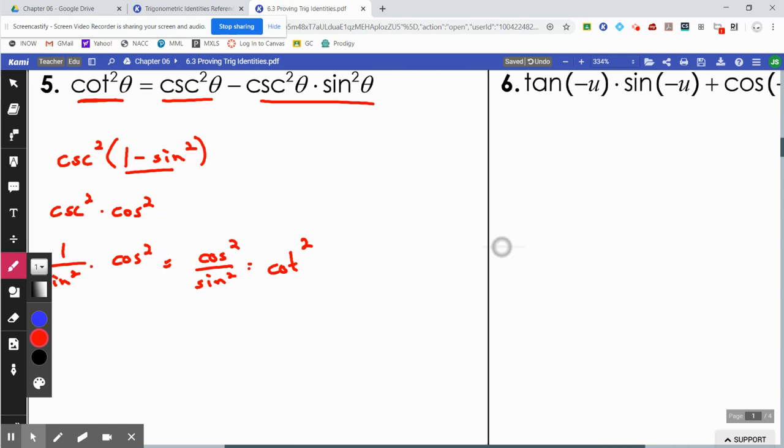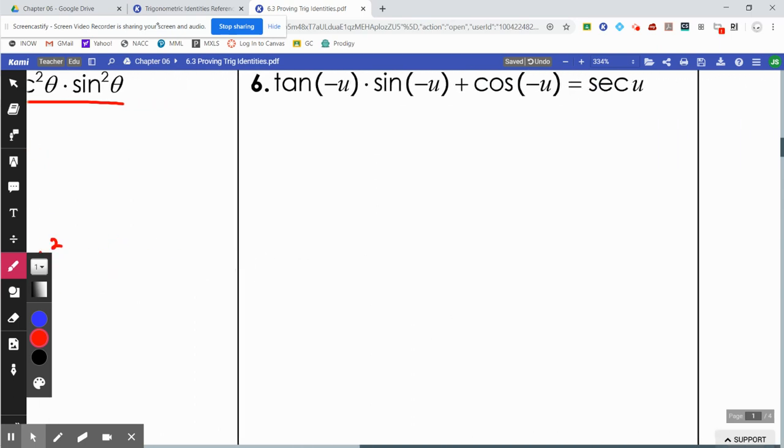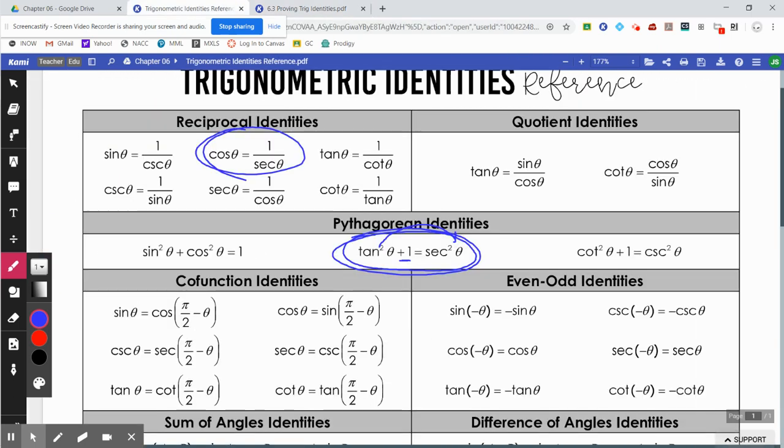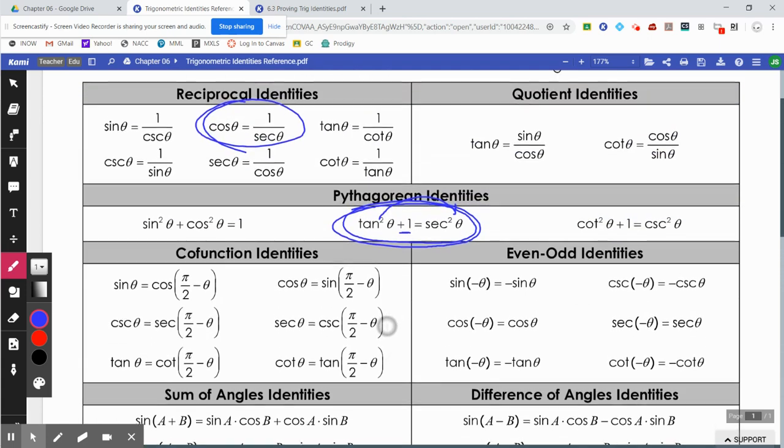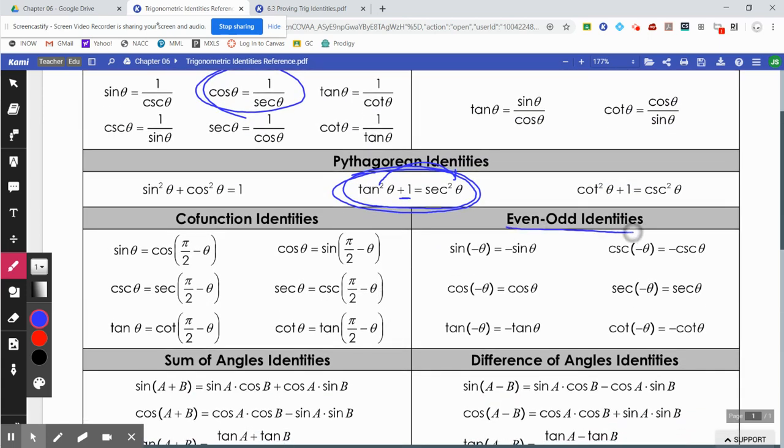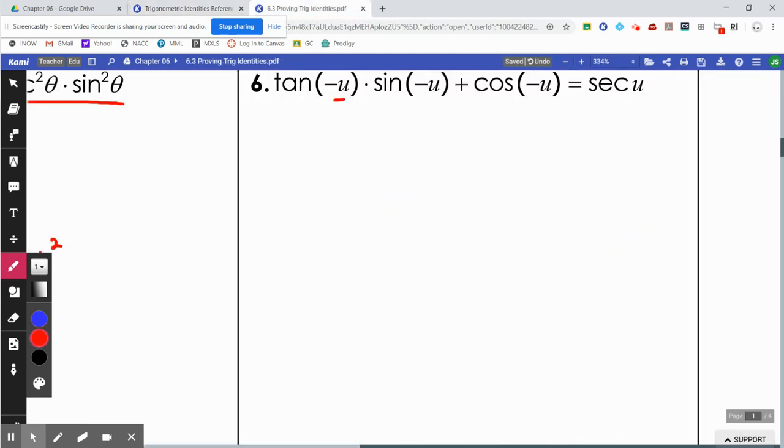Now, number 6, notice we have some negative angles now. Anytime you have negative angles, we move down to our even and odd identities, over here. And let's see what we can do with these negative angles.